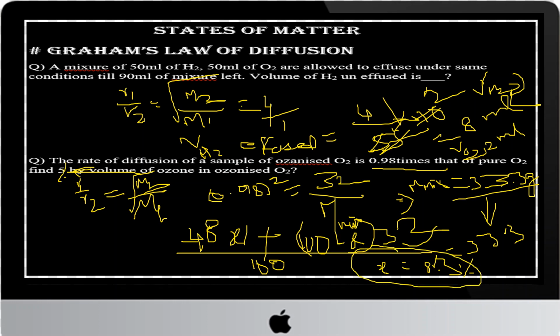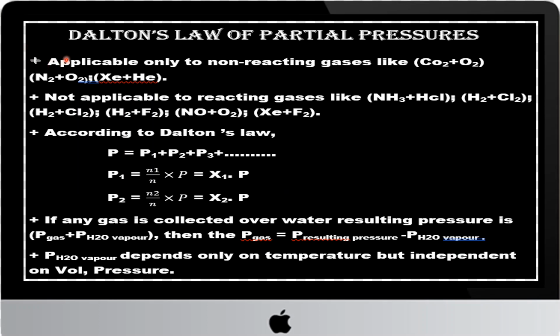Coming to the next, it's important: Dalton's law of partial pressure. This Dalton's law of partial pressure is only applicable to non-reacting gases like carbon dioxide plus oxygen. This is one set. Nitrogen plus oxygen, this is another set. Xenon plus helium, this is another set. It is not applicable to reacting gases like NH3 plus HCl. This is one set. H2 plus Cl2, another set. H2 plus F2, this is another set. NO plus O2, Xe plus F2.